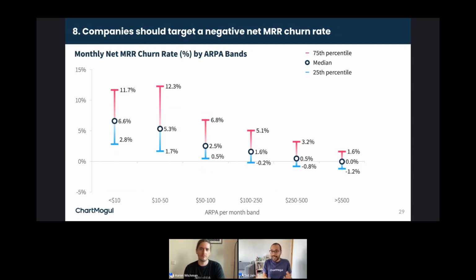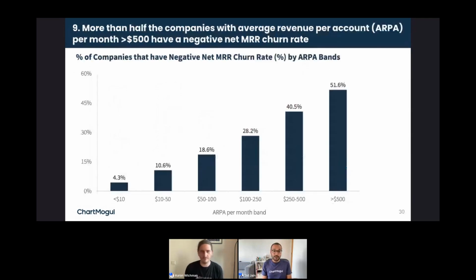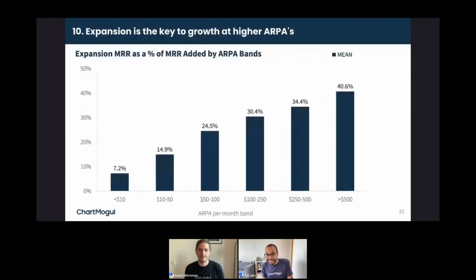So at higher ARPAs, negative churn is not an exception, it's kind of the norm. And that's what the next chart shows us. 51% of customers that have an ARPA of more than $500 per month, that's about $6,000 in annual contract, tend to have negative churn. And you might wonder why companies with higher ARPA have negative churn. The answer to that is companies with higher ARPAs tend to have more expansion revenue.